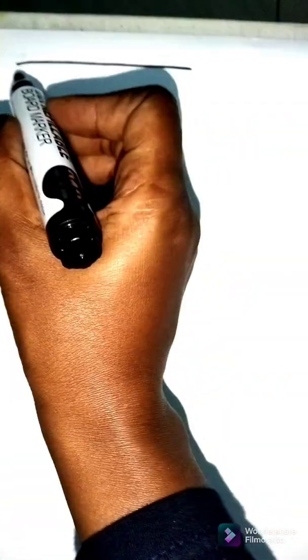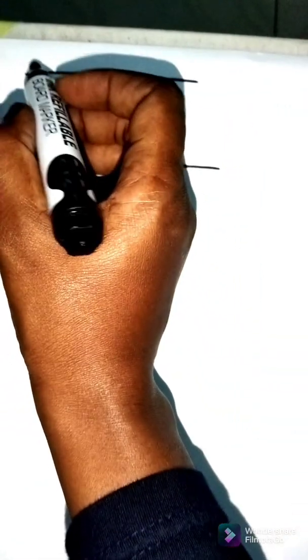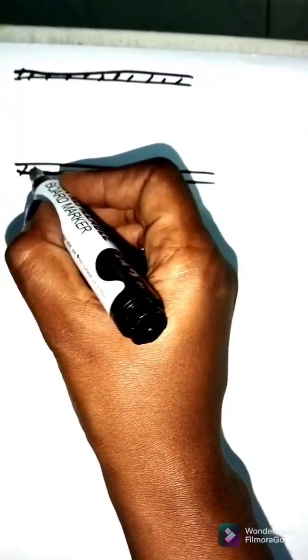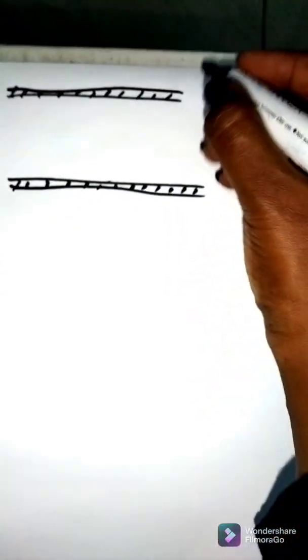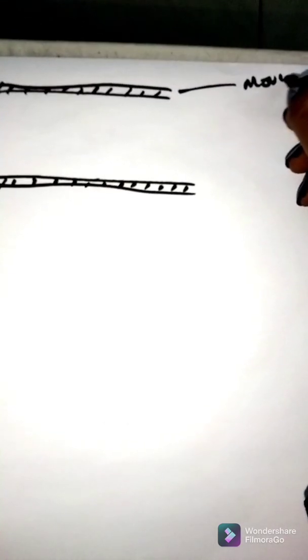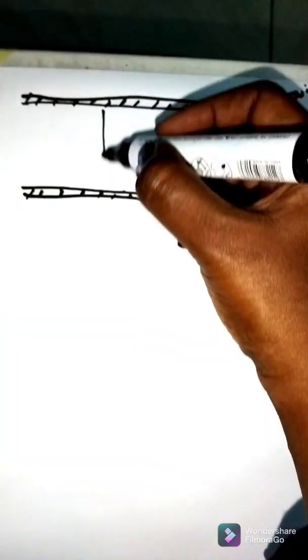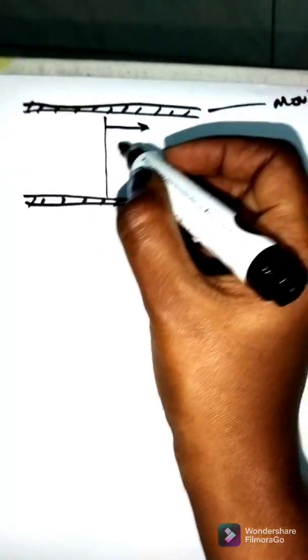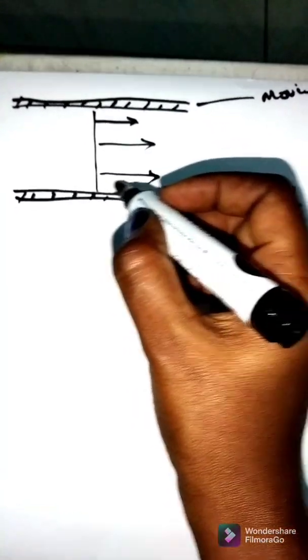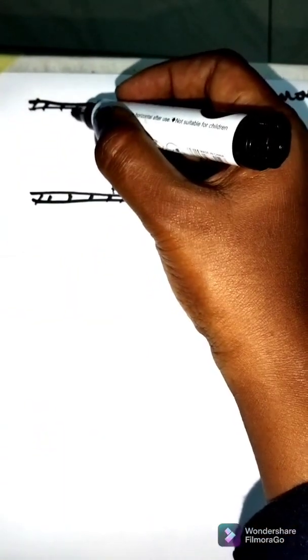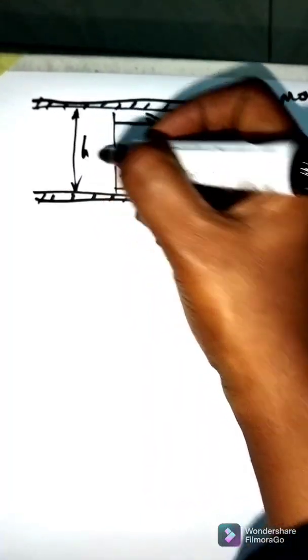So this is what the diagram looks like. I have two plates of a certain thickness. Now the upper plate is moving, while the lower plate is fixed. And then we have a fluid flowing through in between these two plates. Then we have a distance between the plates, h.